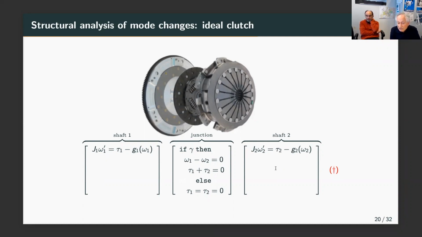As a matter of fact, if you try to rewrite this model in state space form, you will see again the complexity that Benoît mentioned at the beginning appearing.